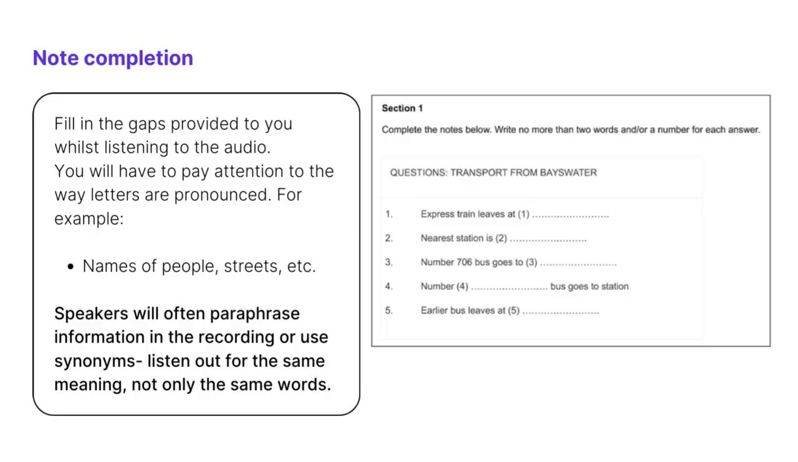Next up, note completion. Here you'll be filling in the gaps provided to you whilst listening to the audio. You will have to pay attention to the way letters are pronounced. For example, names of people, streets, etc. Also, speakers will often paraphrase information in the recording or use synonyms, and that's why you should really listen out for the same meaning, not only the same words.